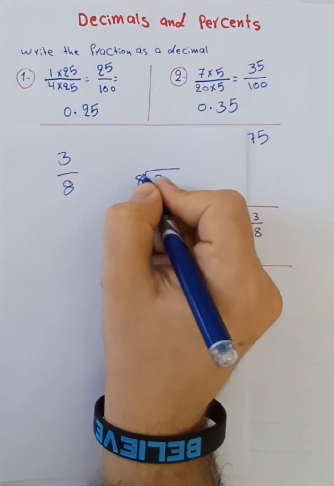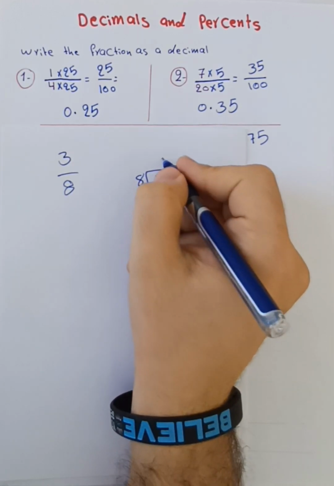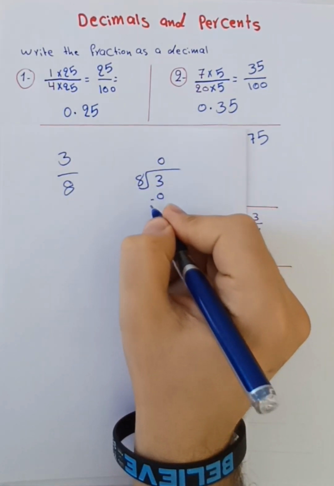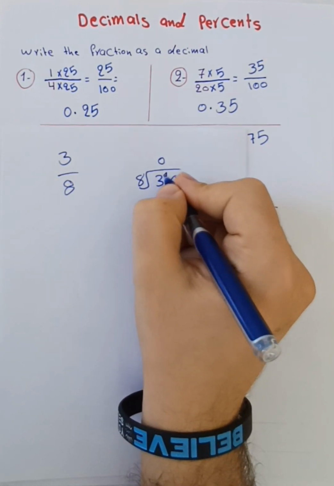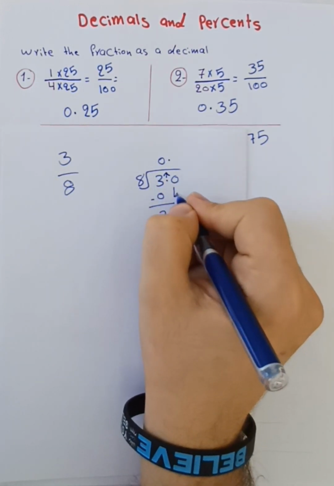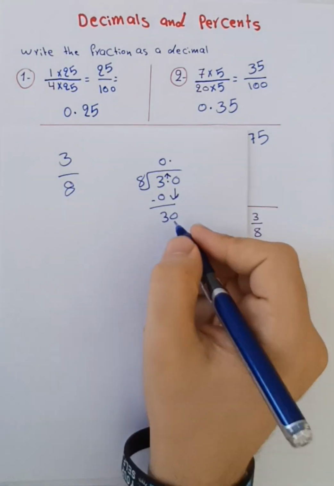3 divided by 8. 3 divided by 8 is 0. 0 times 8 is 0. 3 minus 0 is 3. We have to write the decimal point and 0. Write the decimal point in the quotient, and bring down 0.